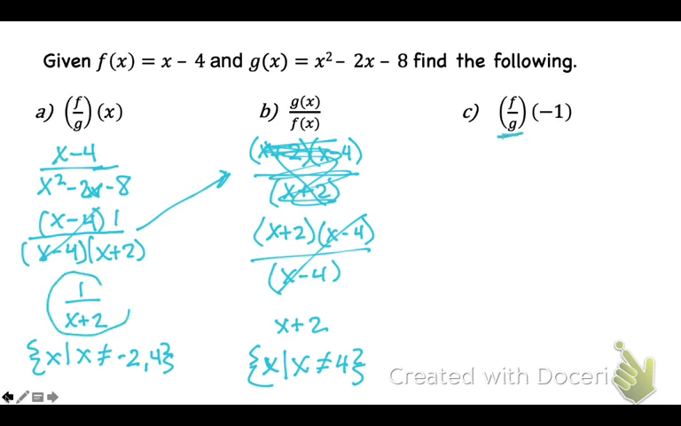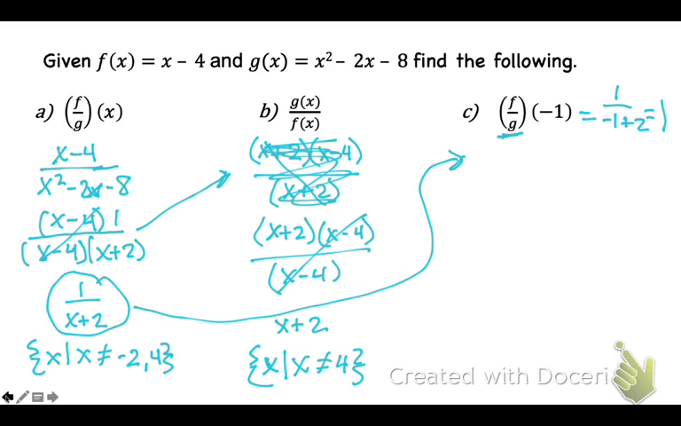So just plug in negative 1 for x. So that equals 1 over negative 1 plus 2, which is 1. Would that be negative? Nope, because it's negative 1 plus 2. You're multiplying. Your brain's wanting to multiply.